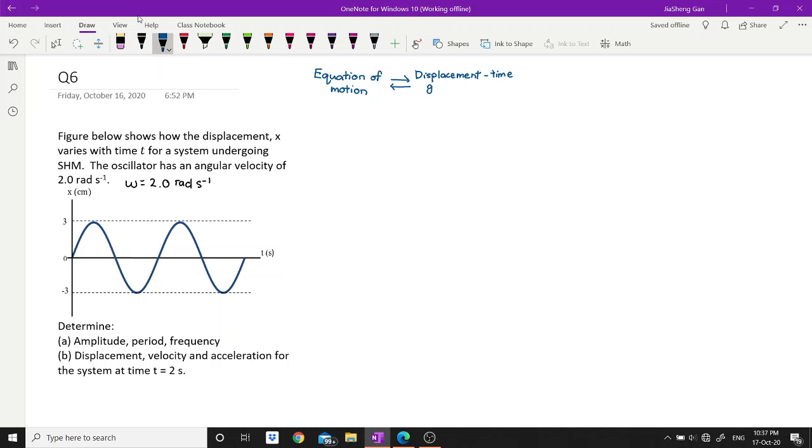Last time when I talked about questions that involve equation of motion, I highly suggest you find two things out. One is amplitude, the other one will be either omega, period, or frequency, one of them. Knowing these two things is crucial for an equation of motion. The same thing still applies for displacement time graph. It's the same theory. So the amplitude is quite obvious here. This will be the amplitude.